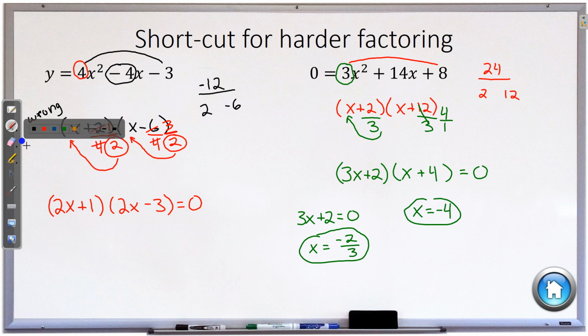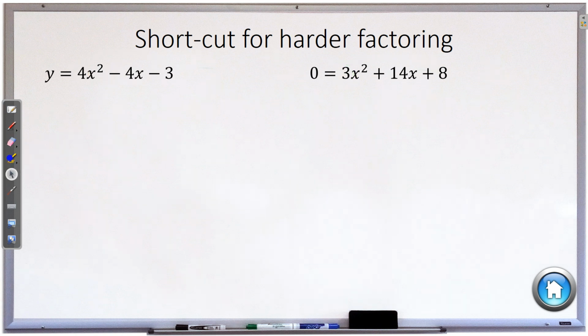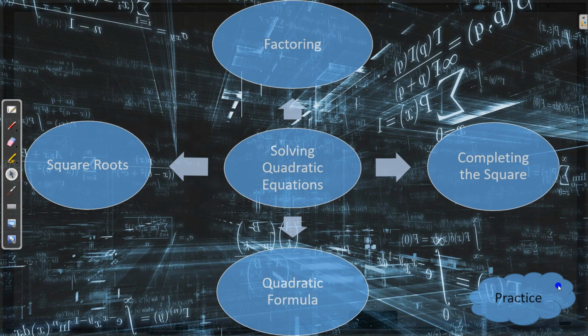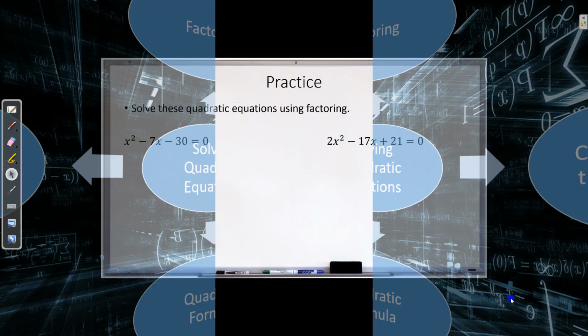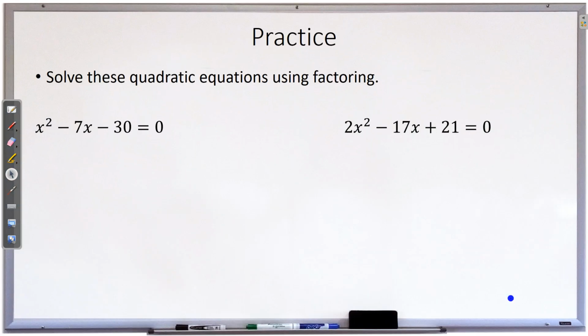So that is pretty much as hard as it gets for factoring. We did some hard examples, we did some easy examples. But that is our second method for solving quadratic equations. So far we've gotten rid of square roots, we've done factoring, and we've got 2 more left. But first, why don't you practice some factoring examples here. Go ahead and try those out, and if you've got those, I think you've got it down. Good luck.